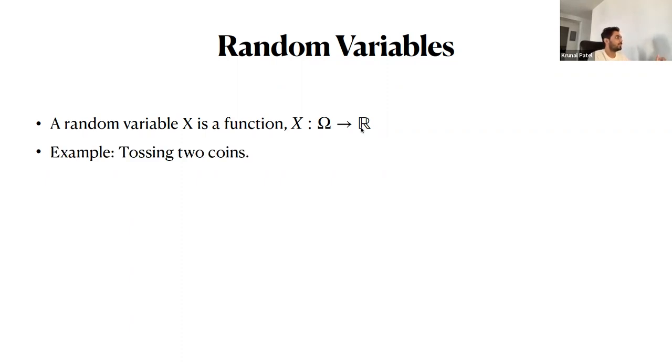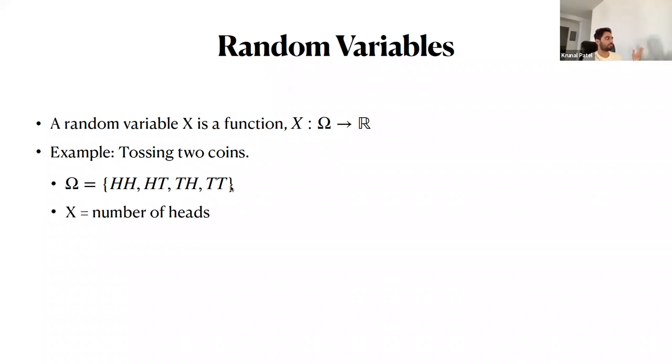So for example, let's say we are tossing 2 coins, right? In that case, our event space will be this kind of thing where we have 2 heads, head and tail, tail and head, and 2 tails. And one example of a random variable can be, I want to count the number of heads for every possible outcome, right? So this is a function, and it is mapping all of these events to a number between 0 and 2, right? So that's my random variable.